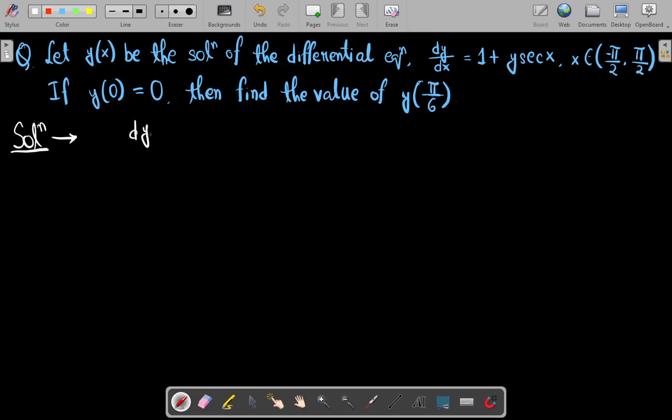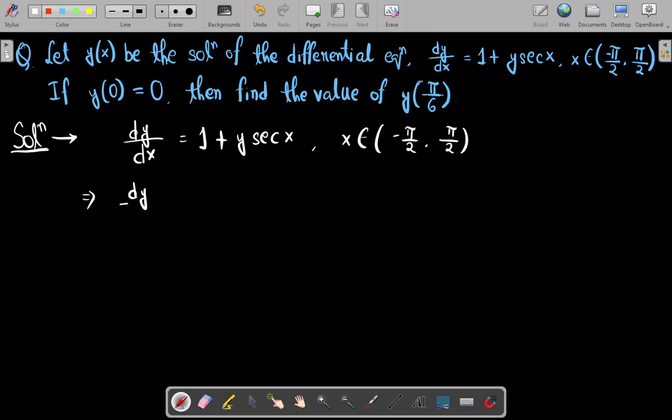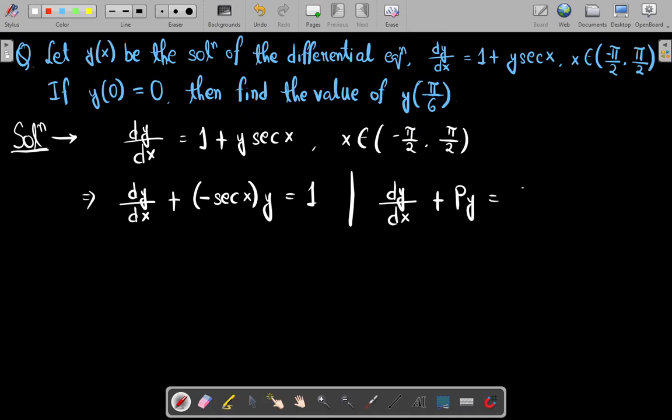The differential equation given is dy/dx equal to 1 plus y sec x, and x is in the open interval minus pi upon 2 to pi upon 2. Rewriting the differential equation to the standard linear form, if I take this y sec x to the other side, it will become dy/dx plus minus sec x times y is equal to 1, right? Which is of the standard linear differential equation form, dy/dx plus py equal to q.